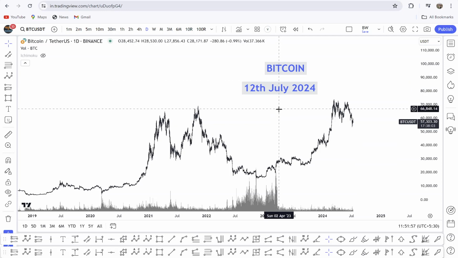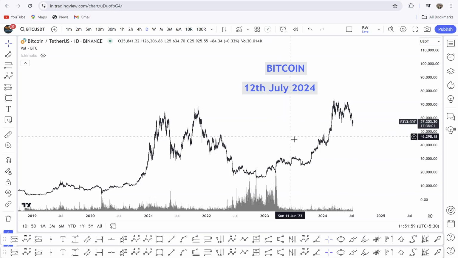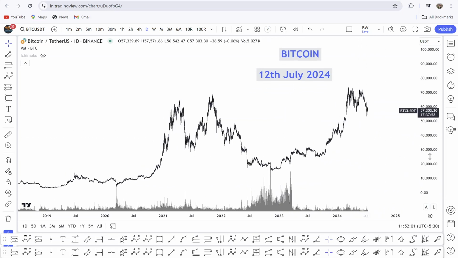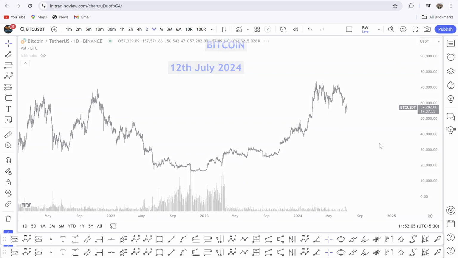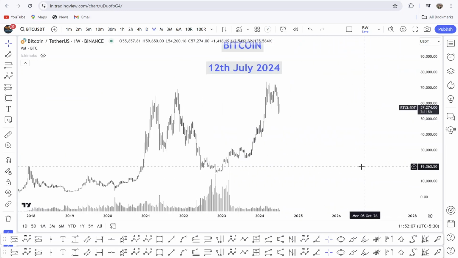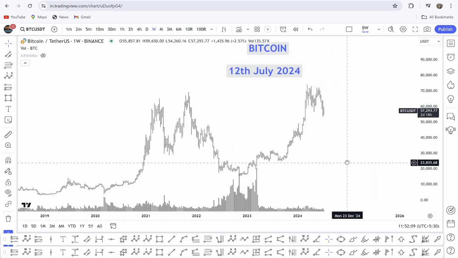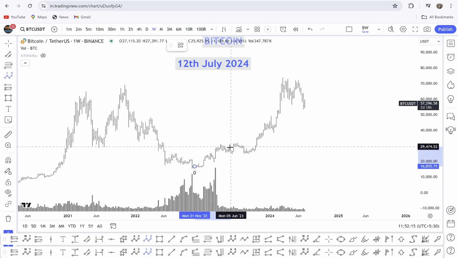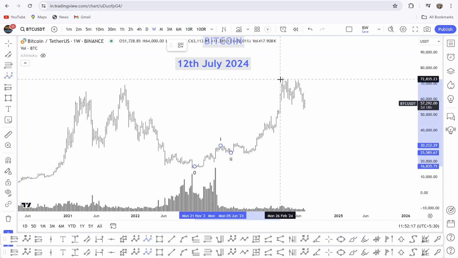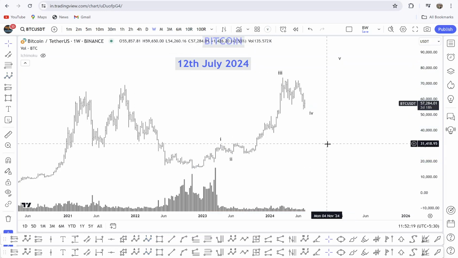2024, and this is a Bitcoin chart. Let's see the big picture. This is the big picture. In the last video I was counting the waves like this: 1, 2, 3, 4 is running.